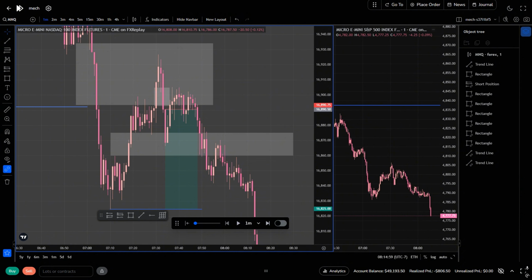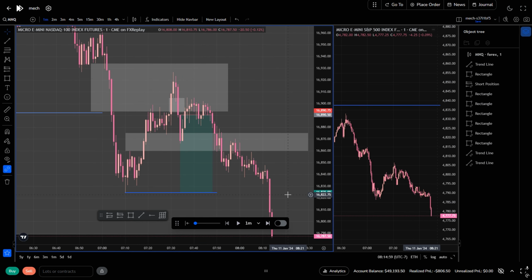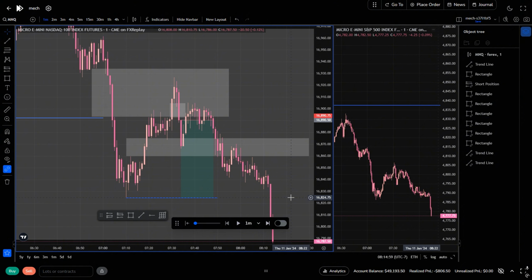So to be honest, personally, I probably would not take this second entry there just because it's so close to 8 a.m. And like I said, on a day like this, it's just not my favorite type of day to trade because we just moved down so much already. But it is a valid entry and you see it played out. So it's kind of just personal preference.